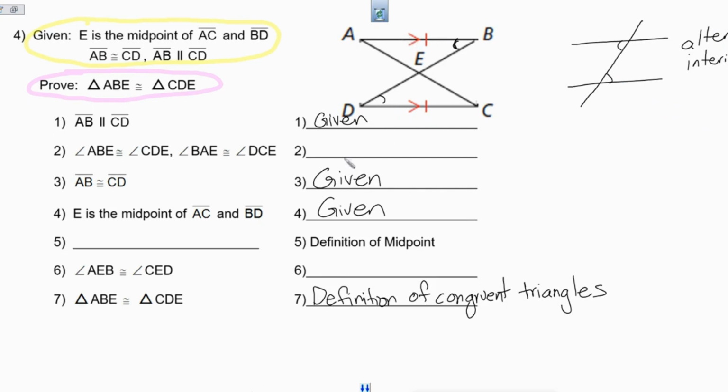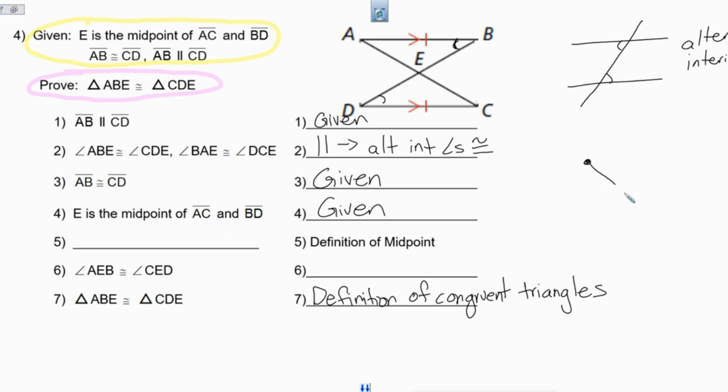Because we have parallel lines, then we know that our alternate interior angles are congruent. After that, we have that segment AB is congruent to segment CD, and that was given to us. And then we have that E is the midpoint of segment AC and segment BD.